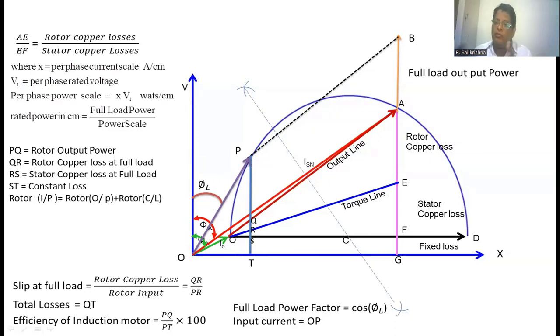Whatever lengths we get here, if that quantity is a current, then you have to use the current scale to convert it into amperes. If that quantity is a power, then use the power scale to convert that quantity into power. In that manner, you get the actual values of the induction motor at any value of the load.